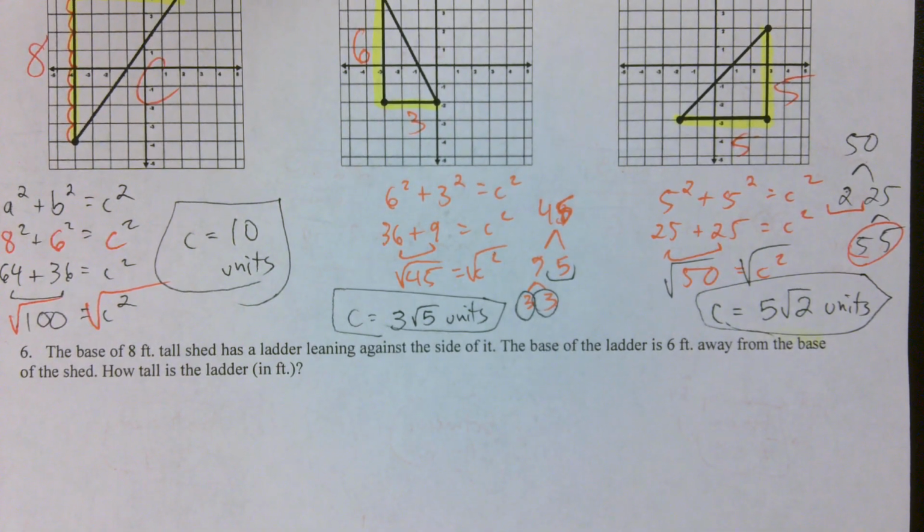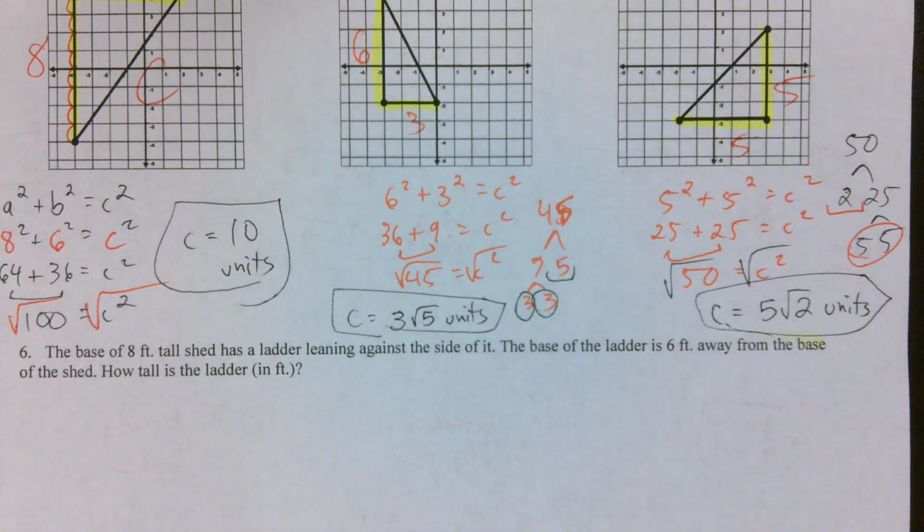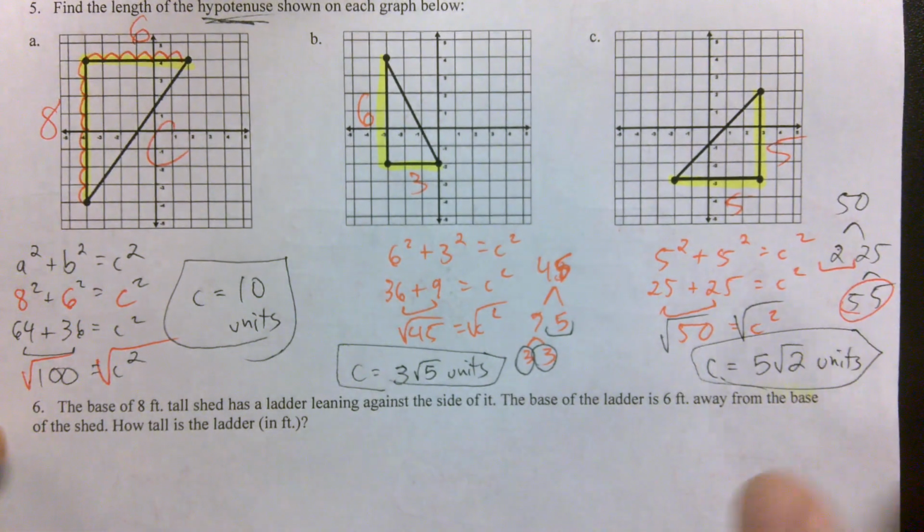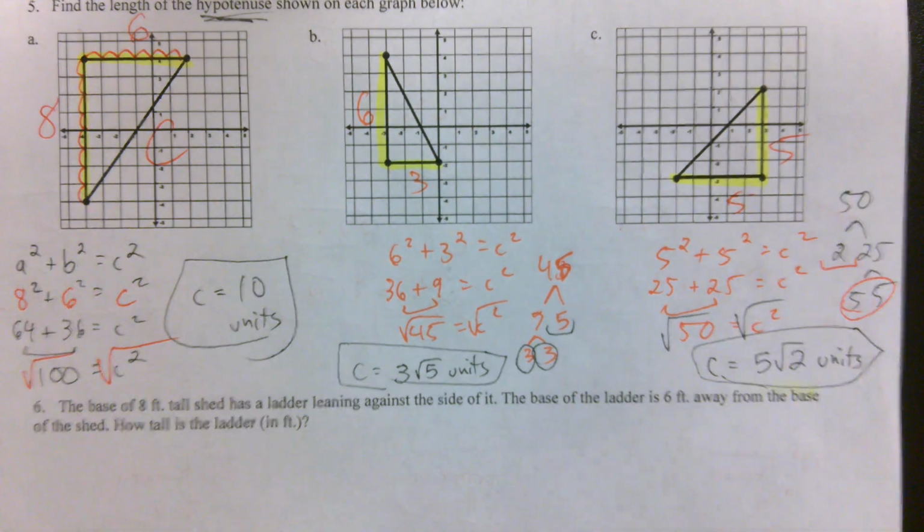So they're not always going to be perfect squares, but we do know how to simplify, right? Hopefully. All right. Any questions on those graphing ones? I know that it was a little bit confusing because we learned it slightly differently, but the idea is the same.